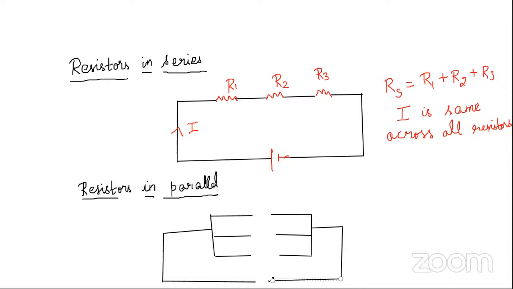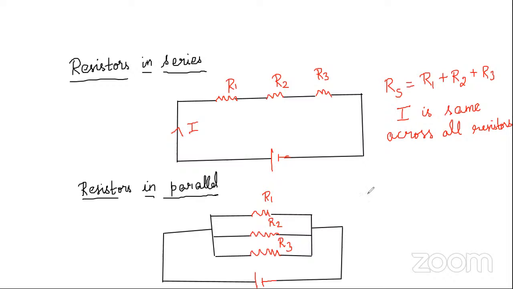So here you have a battery connection, and here you will be having resistances. So this is R1, this is R2, this is R3. In this way, you can have n number of resistances.